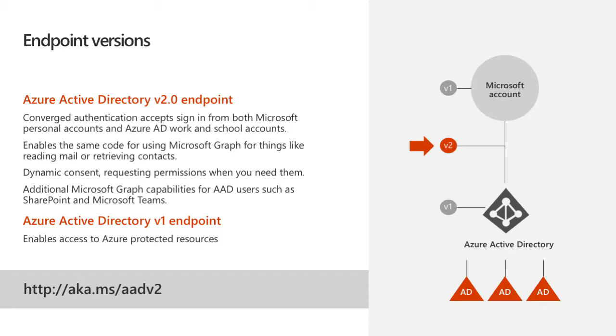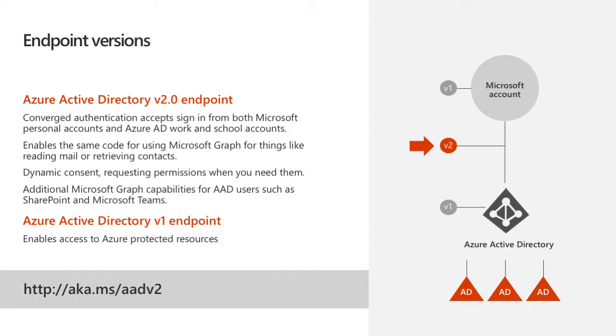It enables the same code for using the Microsoft Graph for things like reading mail and retrieving contacts, whether I'm using consumer services like OneDrive Consumer or OneDrive for Business, or Outlook.com's email, contacts and calendaring offering, or Office 365's contacts, calendar and email offering.